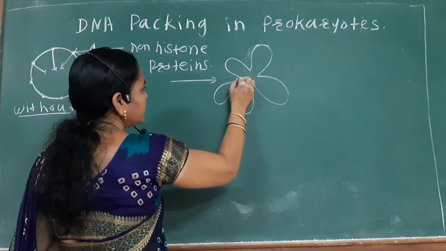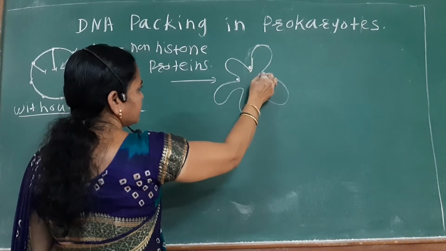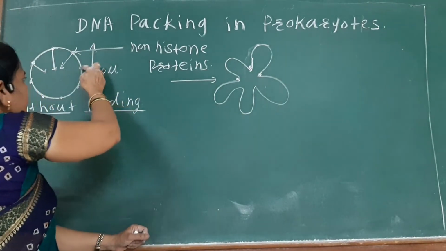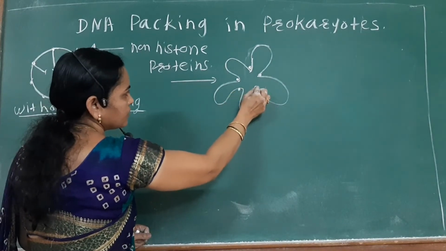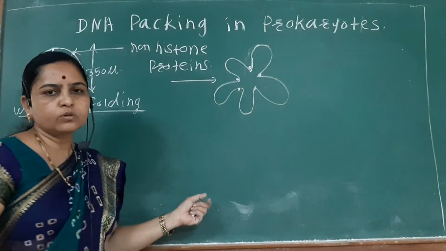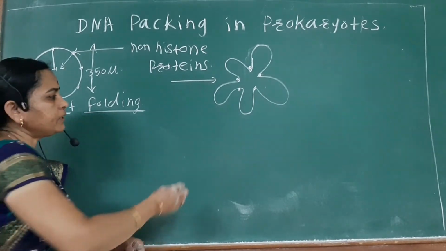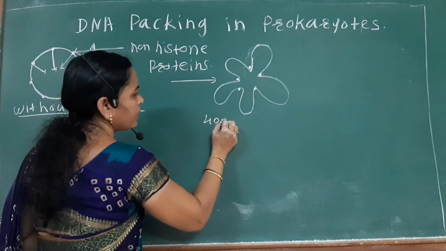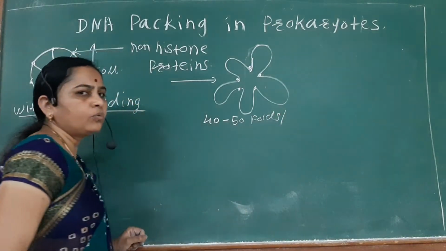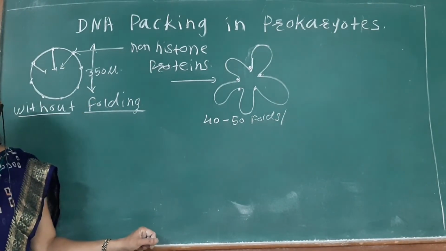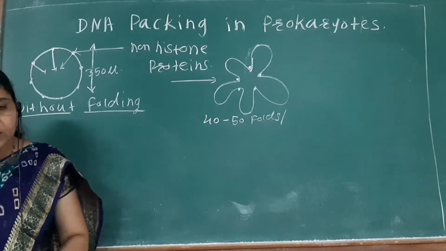Okay, and where the proteins are, these are the proteins. These proteins mainly push the DNA, and here the proteins are situated at this position like this. So how many folds are produced there? There is the formation of 40 to 50 folds. These folds are also known as the domains or the loops.